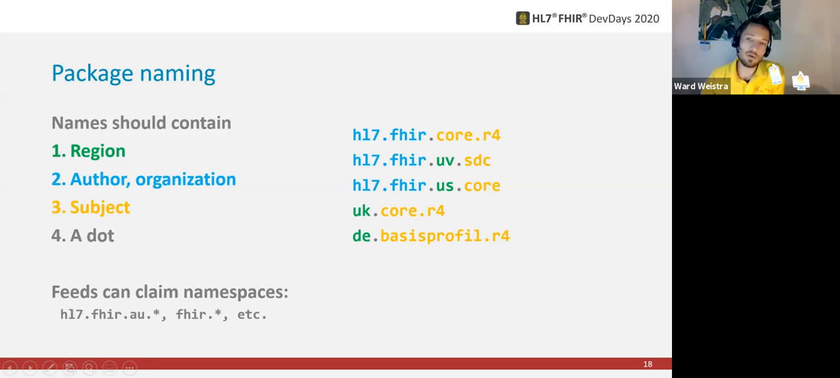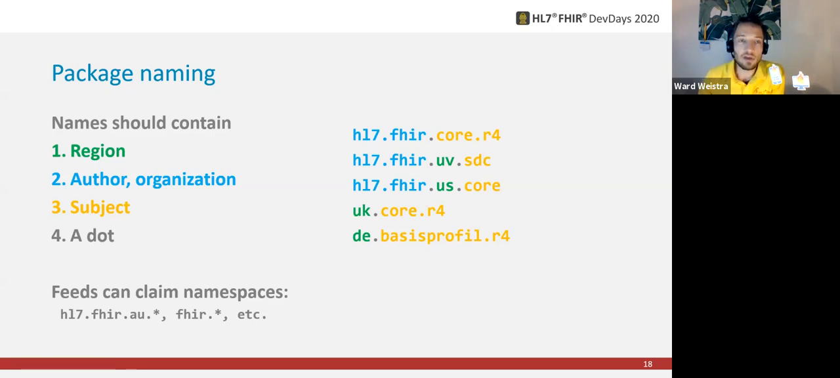Can I also call something my own HL7.FHIR test something? No, we have a few reserved namespaces, and this is basically delegated on a feed basis. So HL7 Australia has claimed the HL7.FHIR.Australia namespace, and they can publish anything in there. Graham with the FHIR Foundation has claimed the FHIR namespace, etc. So there's a few of these that you can't go into, but that I think is very logical, and mostly you can choose this name in the way you want.